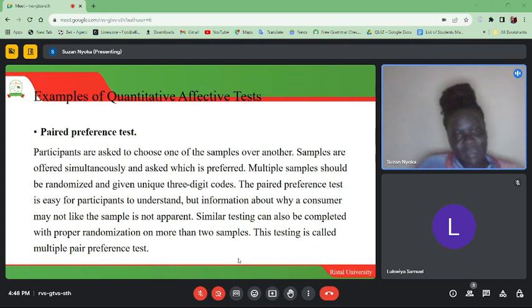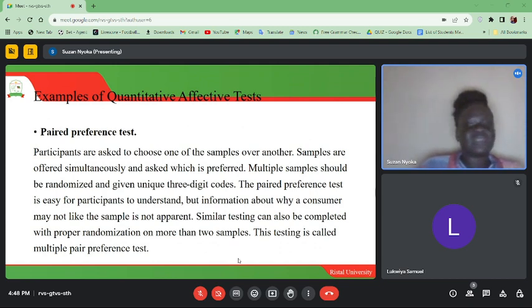Here, participants are asked to choose one sample over another. Samples are offered simultaneously and asked which is preferred. Multiple samples should be randomized and given unique three-digit codes. The paired preference test is easy for participants to understand, but information about why a consumer may not like a sample is not apparent. So similar testing can also be completed with proper randomization on more than two samples. This testing is called multiple pair preference test.